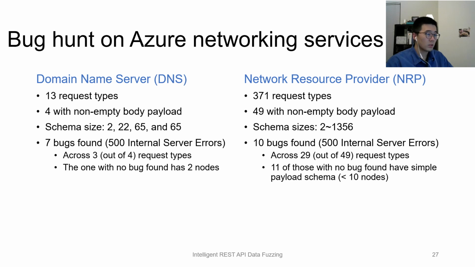The second one is bigger. It's a network resource provider, the NRP. Among the 371 request types, 49 of them have non-empty body payloads, ranging from 2 to even thousands of nodes. So these are bigger payloads to fuzz. In this service, we successfully found bugs in 29 request types, including 500 system crashes.